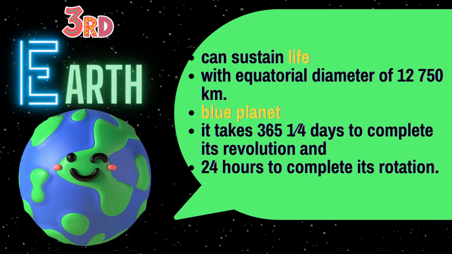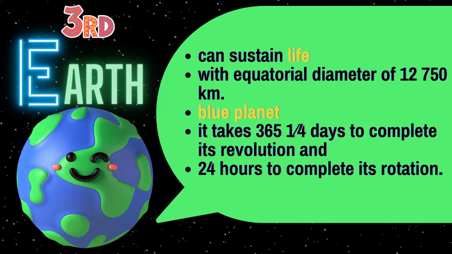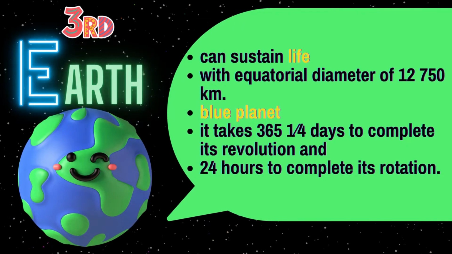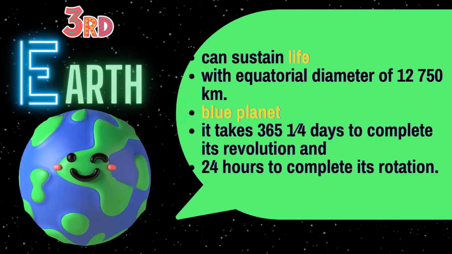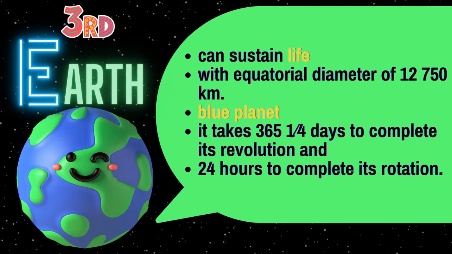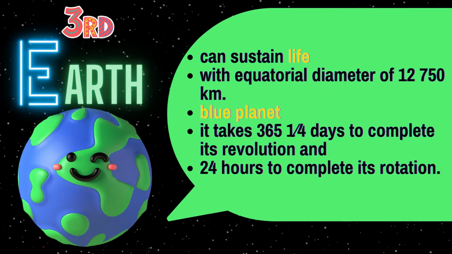The third one is our very own, the Earth. The Earth has an average distance from the Sun of 149 million kilometers. It is the only planet in the solar system that can sustain life. It has an equatorial diameter of 12,750 kilometers and is also called the blue planet. Why? Because it looks blue as seen from outer space, and it takes 365 and 1/4 days to complete its revolution and 24 hours to complete its rotation. So this is the planet Earth.